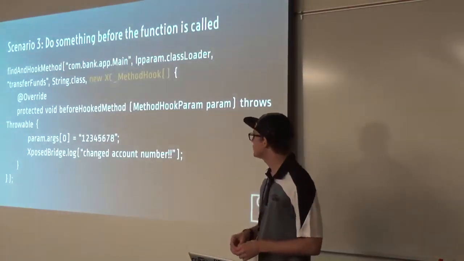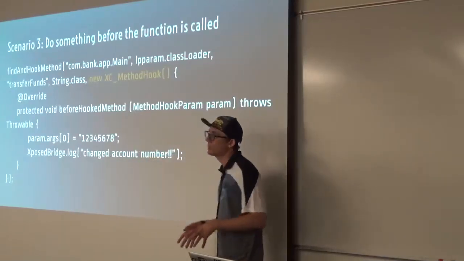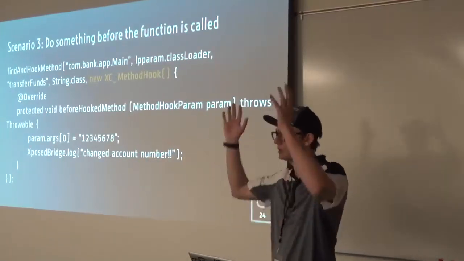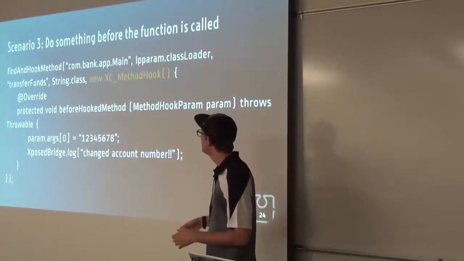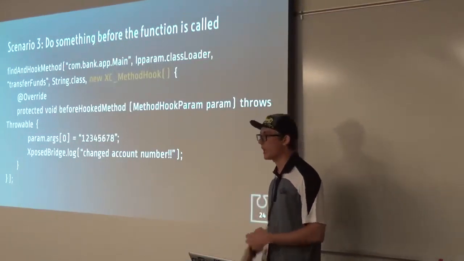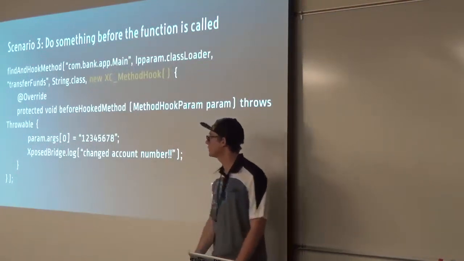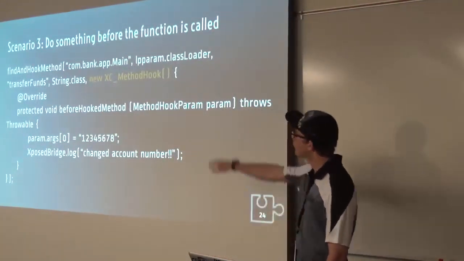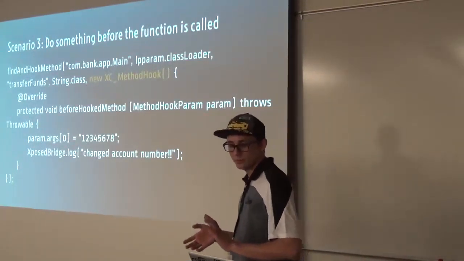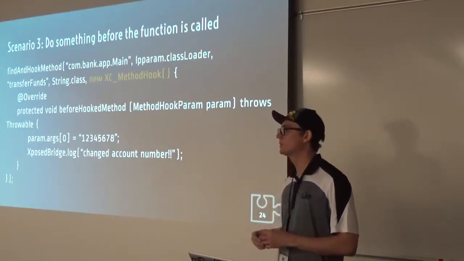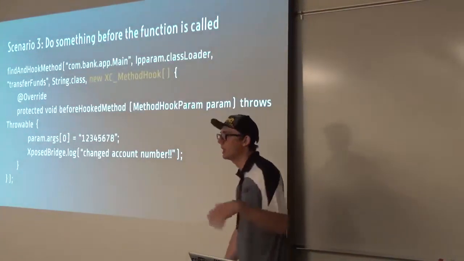And so this is this XposedBridge.log I was talking about. This will dump out to the ADB logcat. So logcat's essentially Android's logging system. It'll dump with the tag Xposed. So if you grep for Xposed in your ADB logcat output, you can actually see this. It will come up with changed account number. And so you know it's working. I use this a lot for debug. That's what logs are for, I guess. So you have to override the method because you're creating a new XC method hook. And we'll be sticking with the XC method hook for a little while because that has beforeHookedMethod, and it also has an afterHookedMethod, which is the last case here.